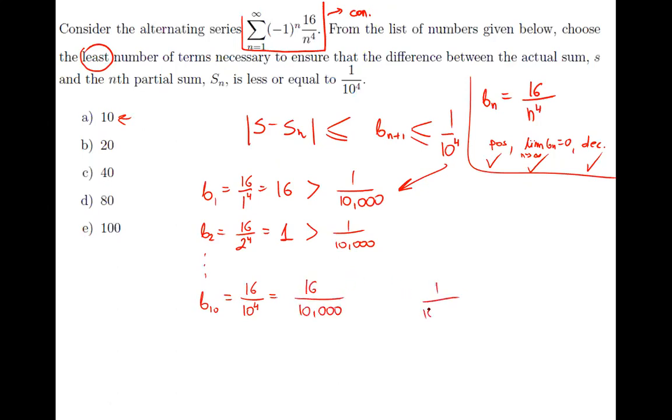Okay, that means I see the denominators are the same, but 16 is greater. That means that's still not good. Now let's skip and let's try 20.